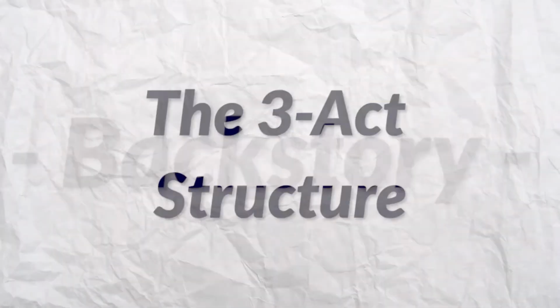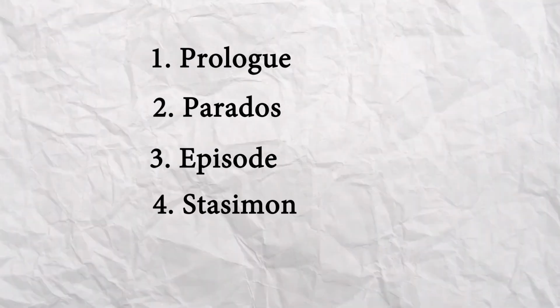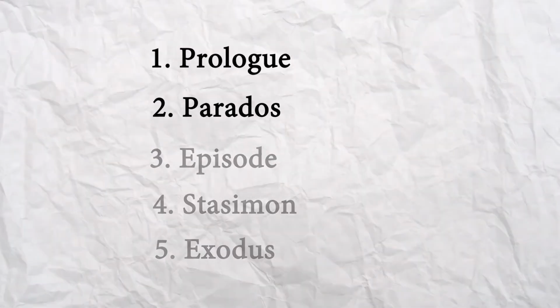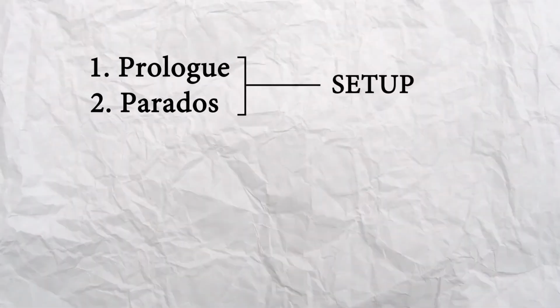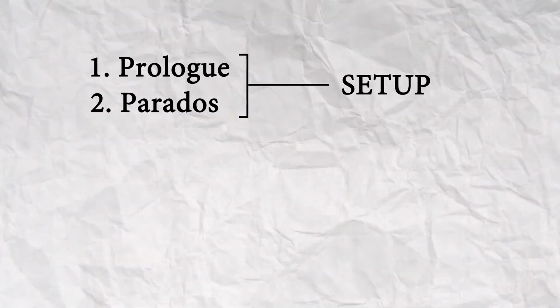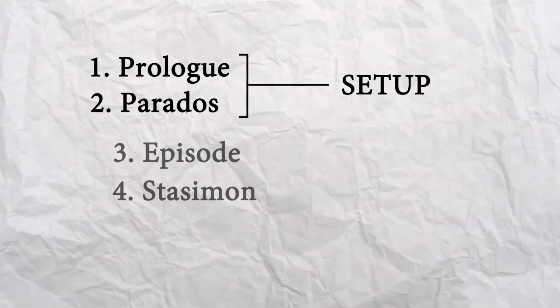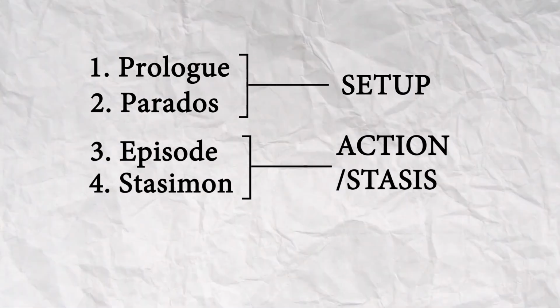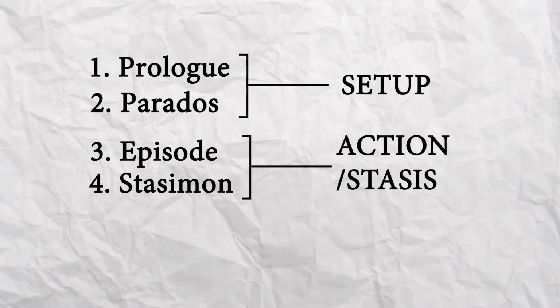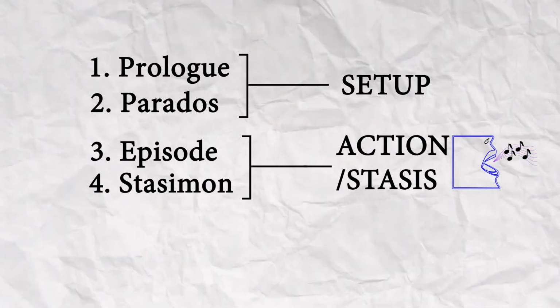Three-act structure. Backstory. Aristotle said all tragedy should have a beginning, middle, and end. In Aristotle's time, Greek tragedy actually came in 5 parts: prologue, parados, episode, stasimon, and exodus. Prologue and parados served as the setup and start of the story, the beginning. Episode and stasimon were about action and stasis, which was a stationary interlude with song.